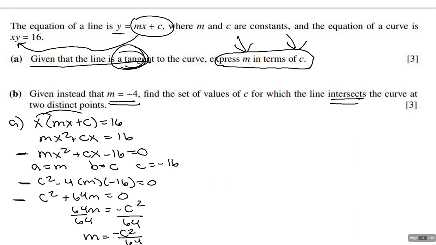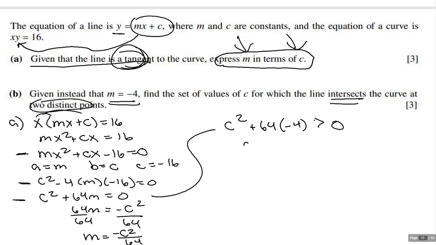So now it's going to say C squared plus 64 times negative 4, and then it's going to be greater than 0, because it's intersecting at 2 points. Now, 4 times 64, that's going to be C squared minus 256 is greater than 0.